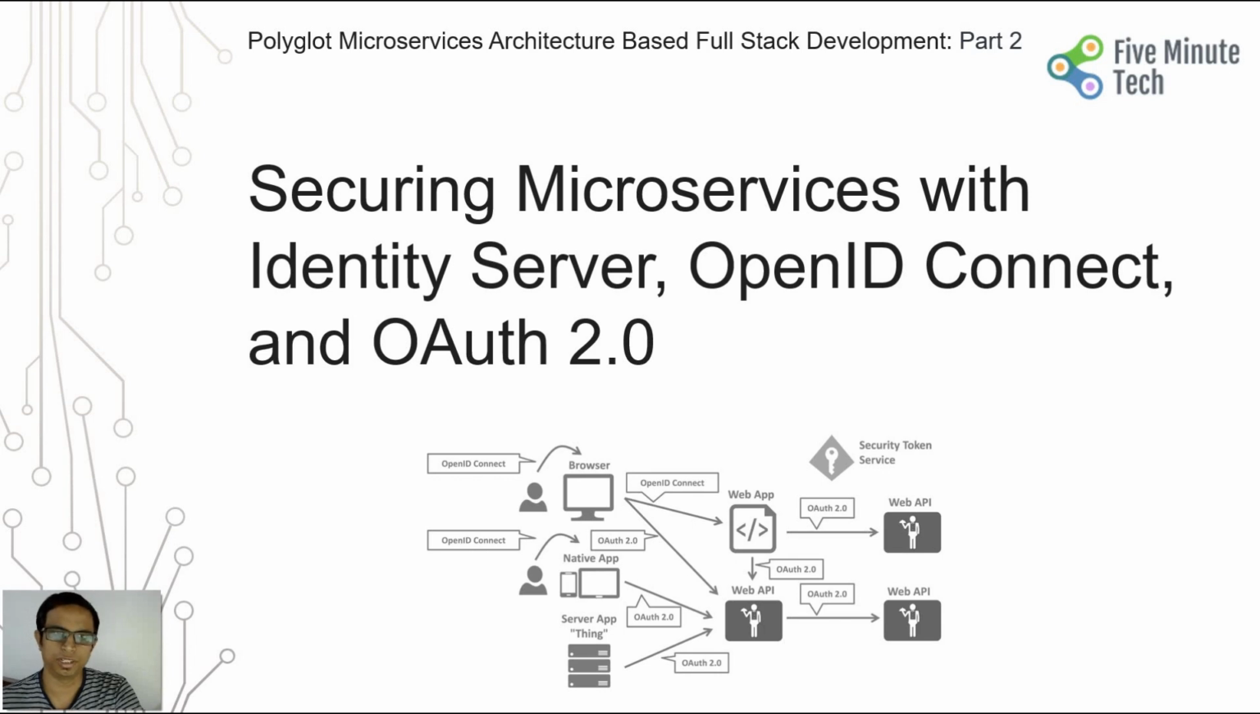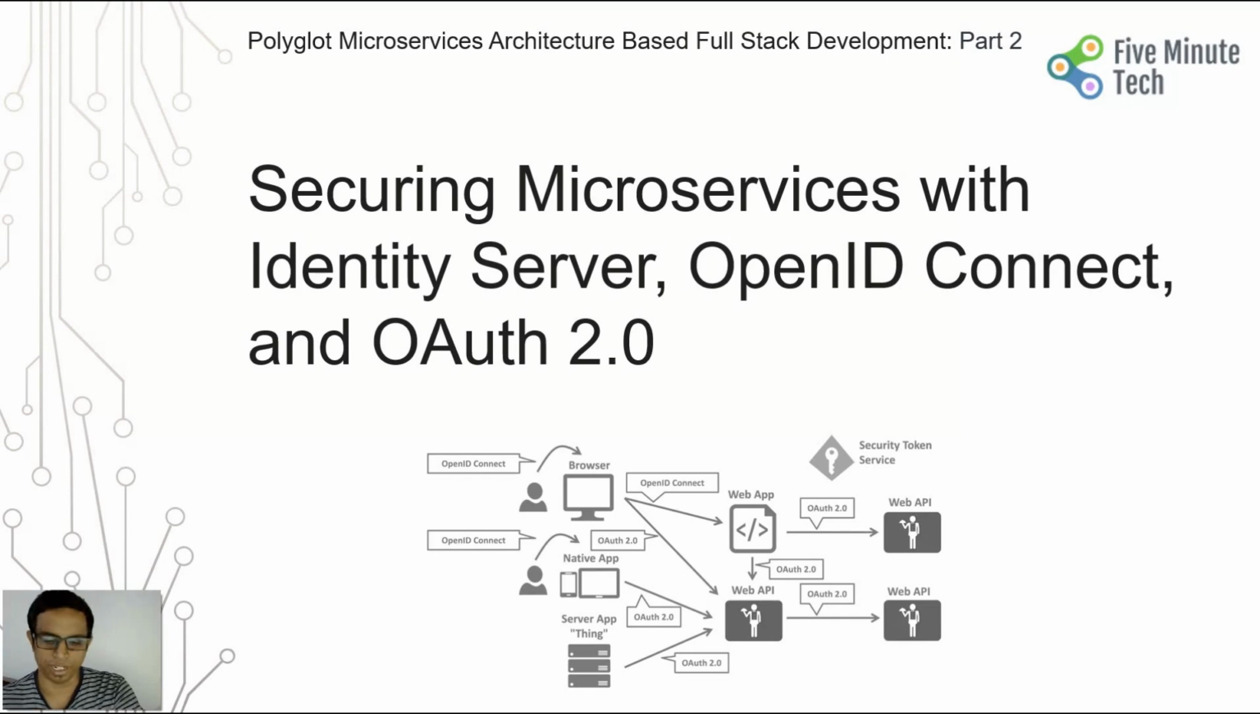Today we will continue on our journey on learning Polyglot microservice architecture and full stack based development around it. The second part is around securing microservices with Identity Server, OpenID Connect and OAuth 2.0. So this is the full-fledged implementation in which we will be implementing our identity server using Duende Identity Server. We'll use OpenID Connect and OAuth 2.0 to not only authenticate and authorize our client-side application, but also the microservices, especially the user management service which we will be working on.